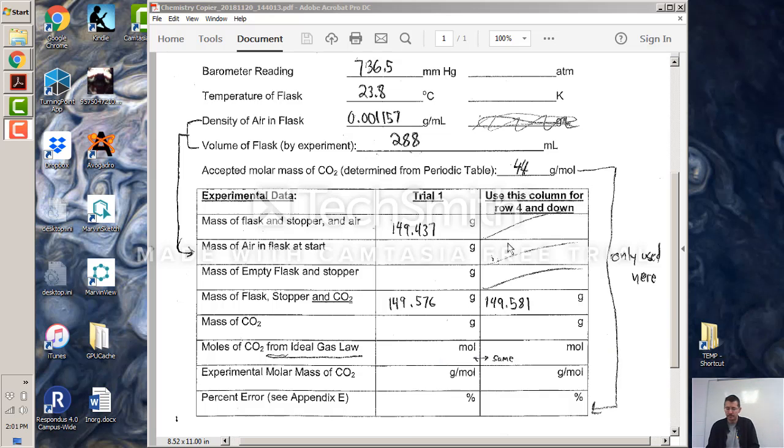So for this lab makeup, we're going to be doing the gas laws. And we're going to use the gas laws very specifically to find out what the molecular weight of a gas is. So we're going to find the molecular weight.